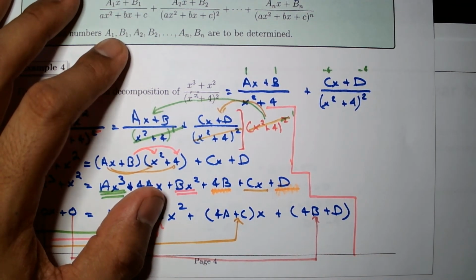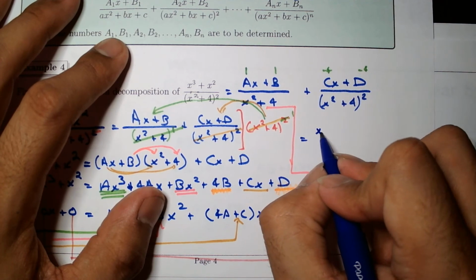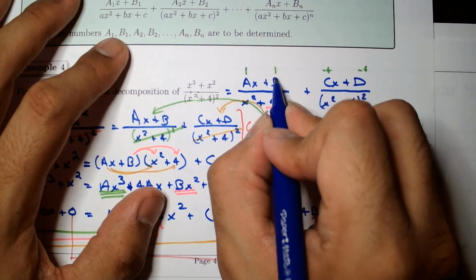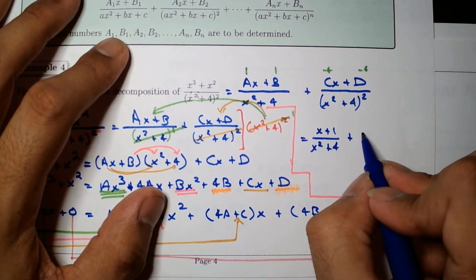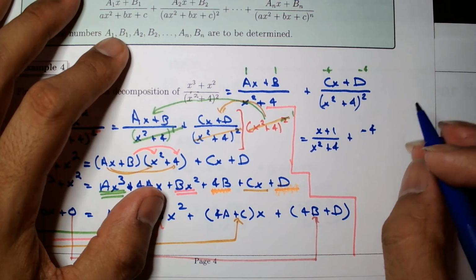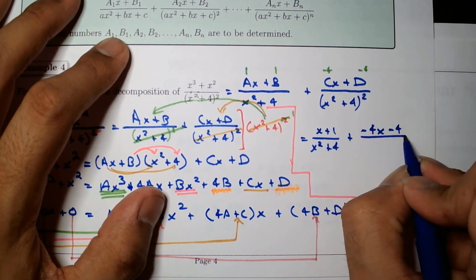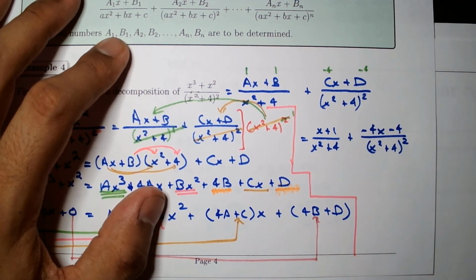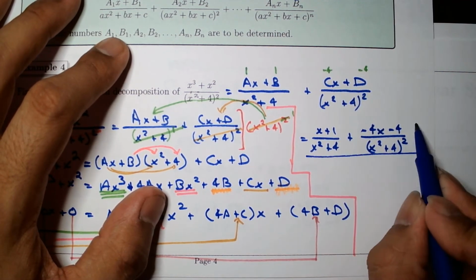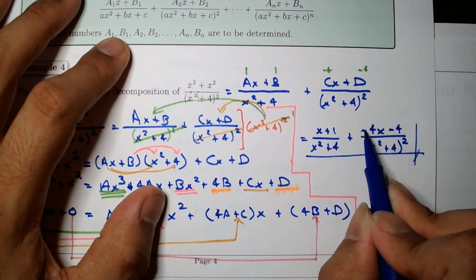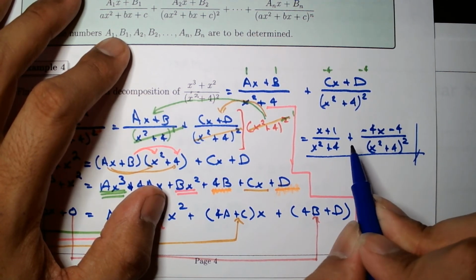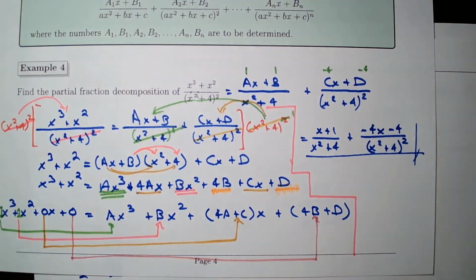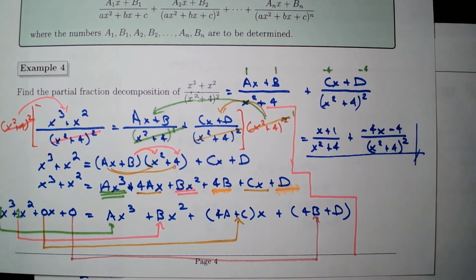So this will be x plus 1 divided by x squared plus 4, because that's a 1x plus 1, plus negative 4x minus 4 divided by x squared plus 4 quantity squared. And we can leave it like this, that's fine. Or maybe you might want to factor out the negative sign, leave this as a positive, and then change that positive into a negative. But I'm pretty sure my MATLAB is going to take either answer.